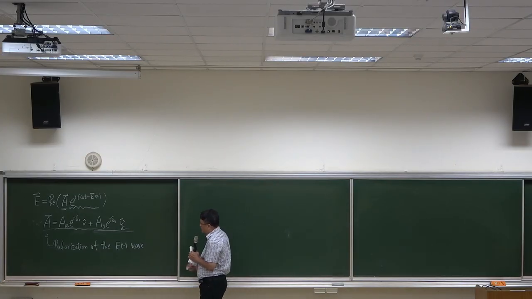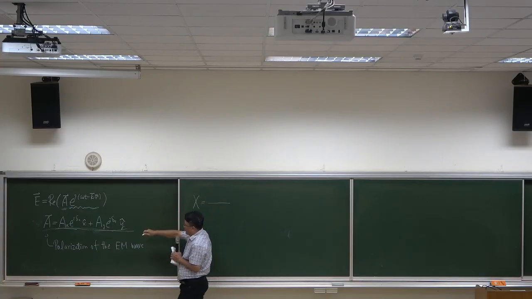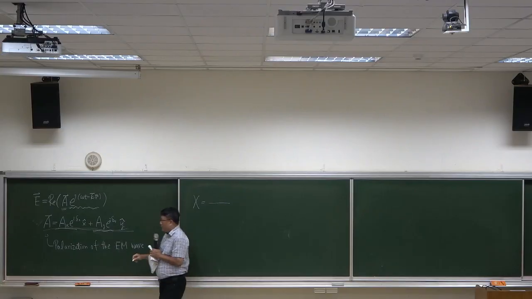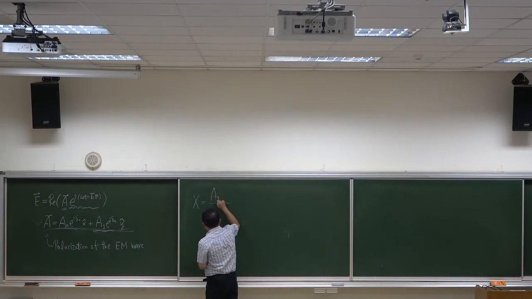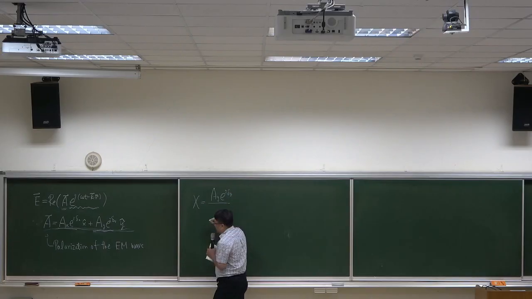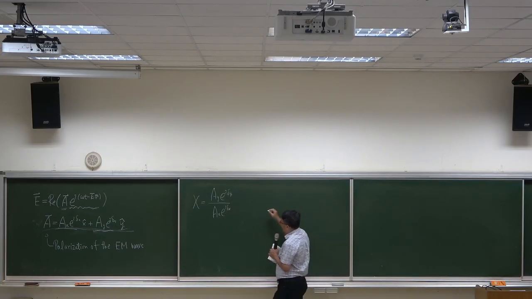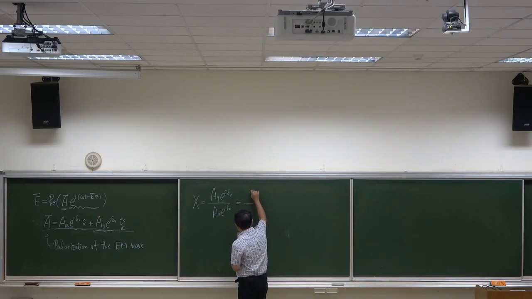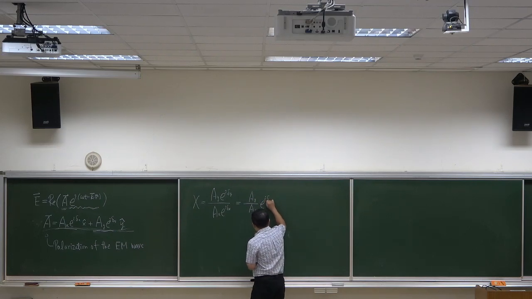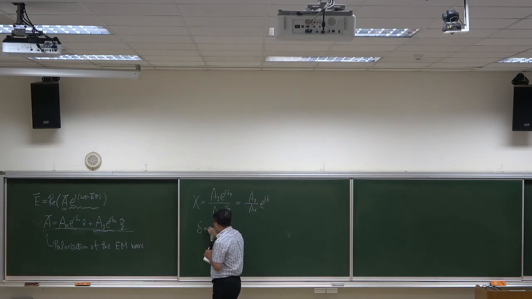The second method, we use the so-called chi. The chi is defined as the y component of the A vector divided by the x component of the A vector. So this representation can be written as A_y over A_x times exponential i delta, where delta is equal to delta_y minus delta_x.